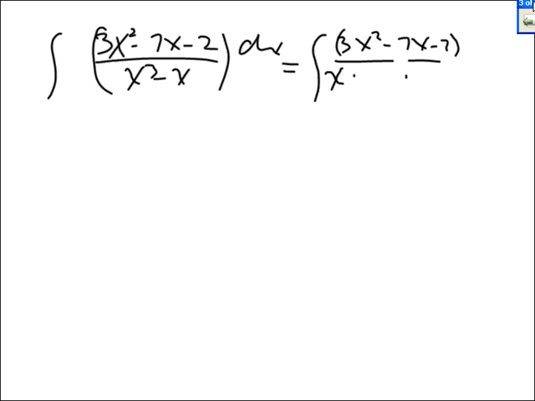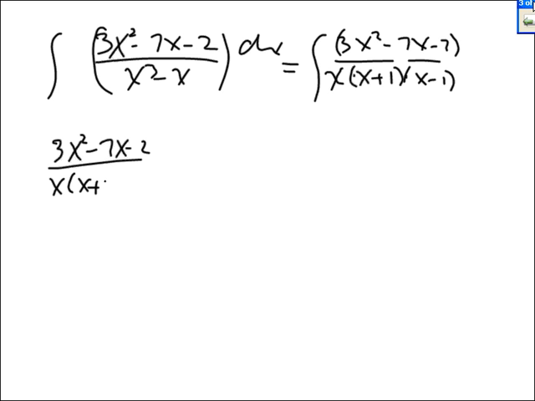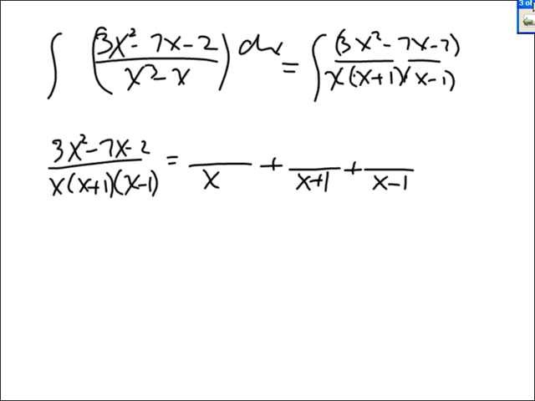X squared minus 1, why that can be factored to x plus 1 times x minus 1. So now we want to put all our energy into rewriting this fraction, x times x plus 1 times x minus 1, with an x on the denominator plus another fraction with x plus 1 on the denominator plus another fraction with x minus 1 on the denominator.